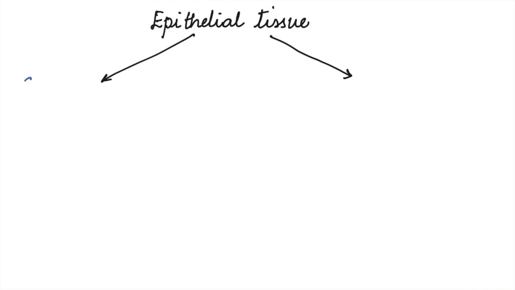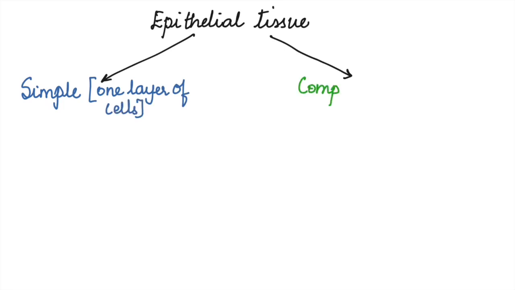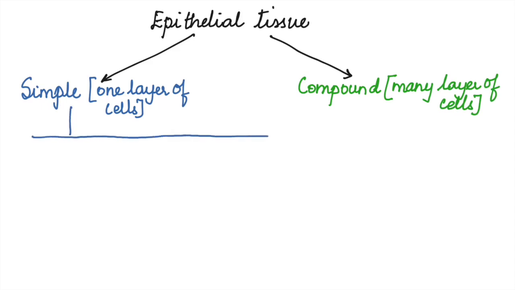In this video, I'm going to show you how to draw and label simple epithelial tissues. Epithelial tissues are classified into simple and compound. Simple epithelial tissues have one layer of cells present, whereas the compound epithelium shows the presence of many layers of cells. The simple epithelium is further classified on the basis of the shape of the cells.